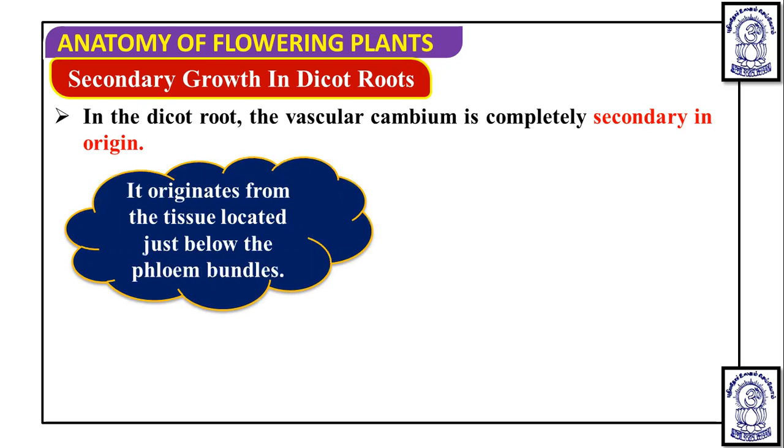It originates from the tissue located just below the phloem bundles. We know that in root there is a radial arrangement of vascular bundles, where xylem and phloem are present at different radii. So wherever the phloem patches are present, below that, or inside to that, you will see this tissue, and that tissue is going to form the cambium.